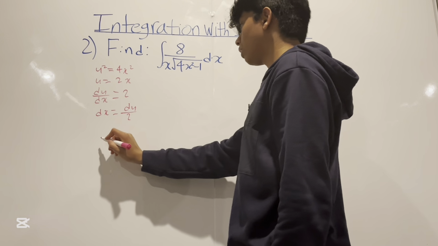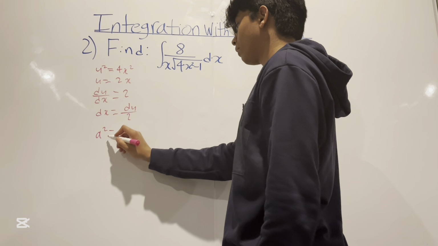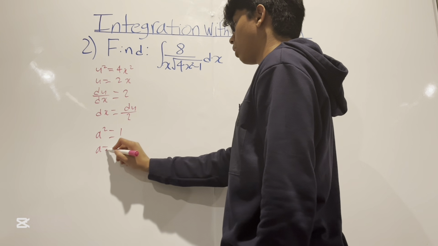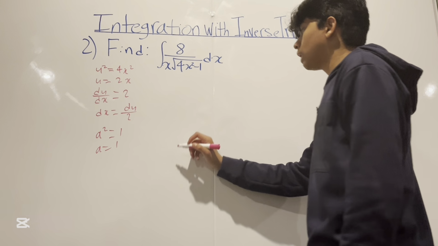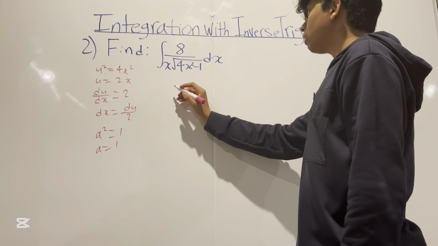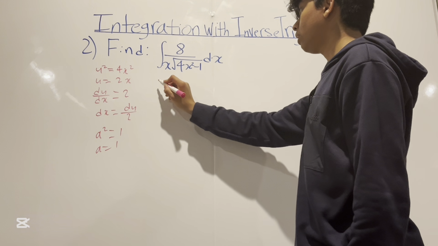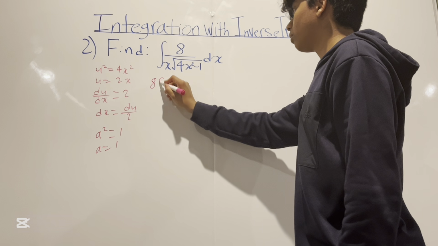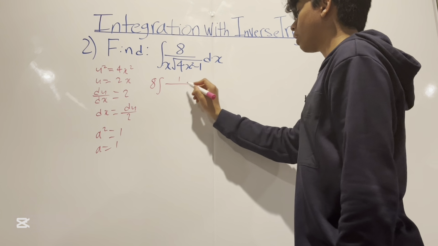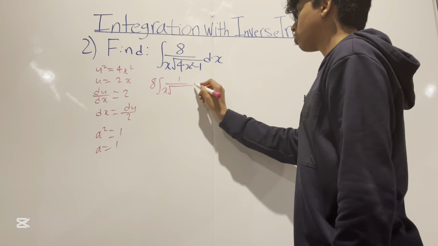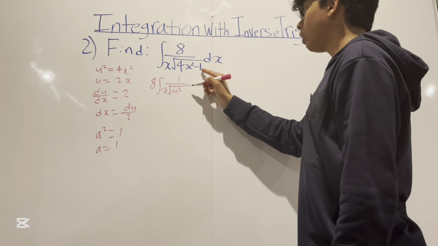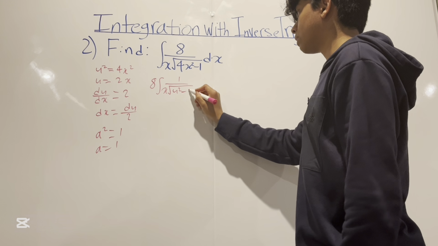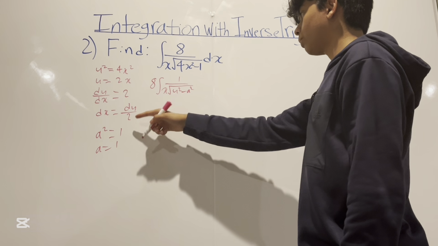Now 1 is going to be a squared, and the square root of that is just 1. And we don't have to do anything after that because it's just a constant. Now let's plug everything back in. But first let's move 8 outside. 8 multiplied by 1 over x square root. 4x squared we said was u squared, and 1 we said was a squared, so minus a squared. And dx we said was du over 2.